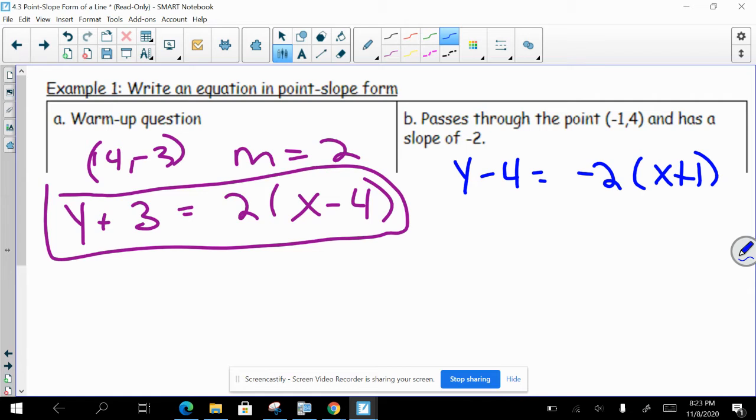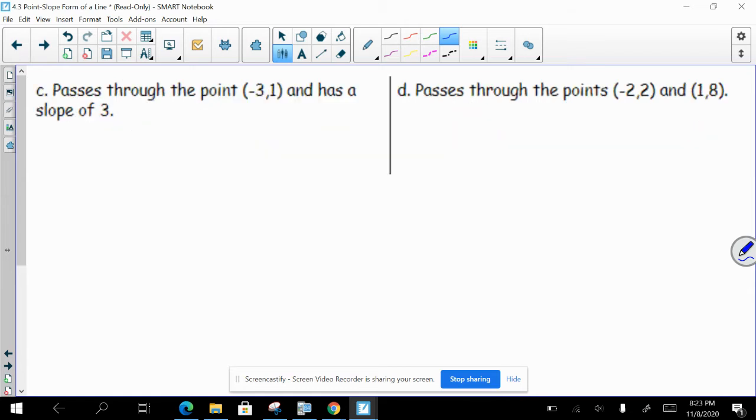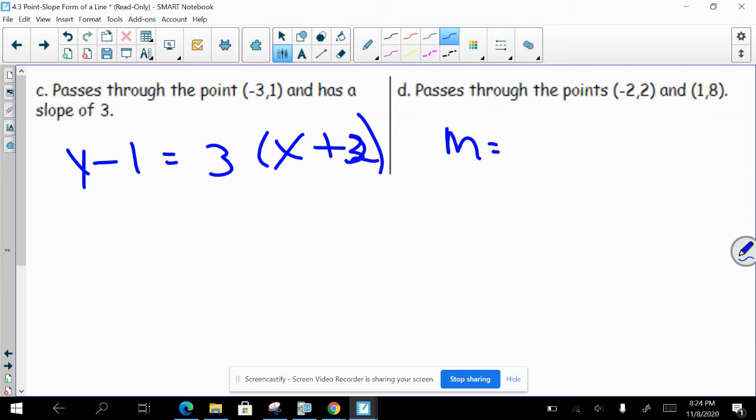All right, so kind of the same thing as we keep going. So part C, (-3, 1) has a slope of 3. Y minus 1 equals 3 times x plus 3. And then if you're not given the slope, then you would have to find it. So 8 minus 2 over 1 plus 2, which would be 6 over 3, which is 2.